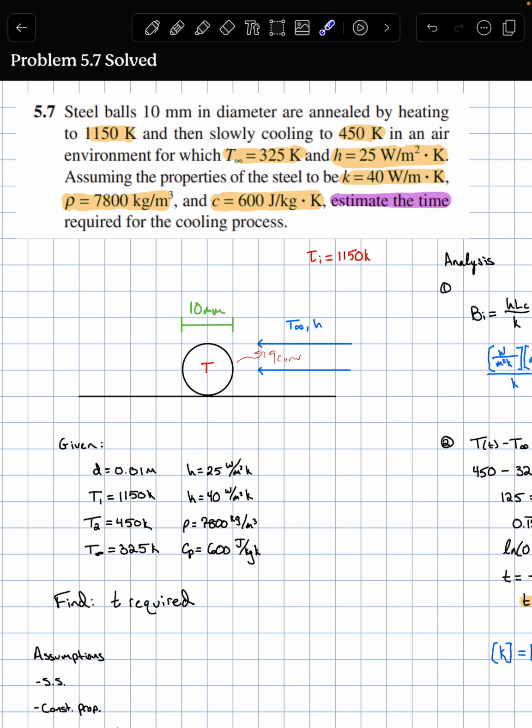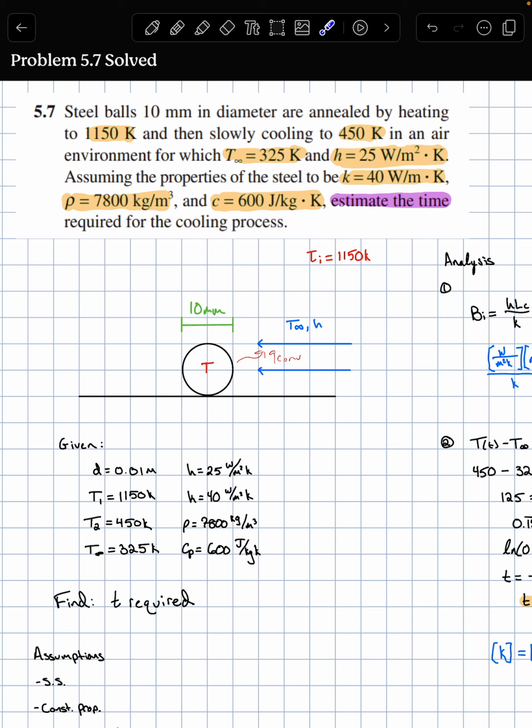Some steel balls of 10 millimeter in diameter are annealed by heating them to 1150 Kelvin, and then they are slowly cooled to 450 Kelvin in an air environment in which the ambient temperature is 325 Kelvin. There is a convective coefficient of 25 watts per meter squared Kelvin. The steel properties are K equal to 40 watts per meter Kelvin, the density is 7,800 kilograms per meter cubed, and a specific heat of 600 joules per kilogram Kelvin.